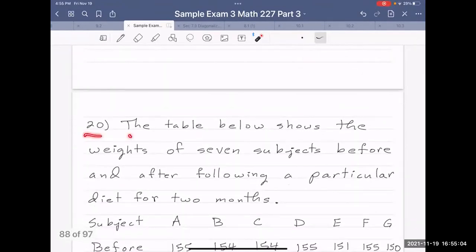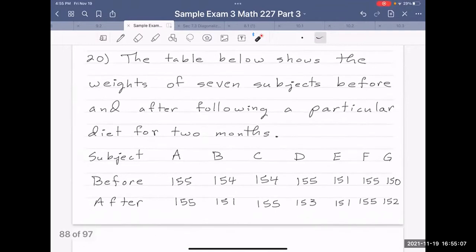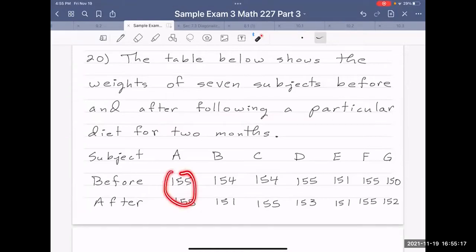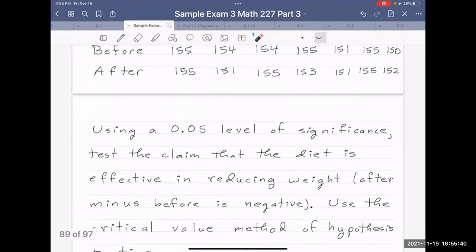20. The table below shows weights of 7 subjects before and after following a particular diet for 2 months. So before 155, after 155. Before 154, after 151; 154, then 155; 155, then 153; 151, then 151; 155 stays 155; 150 gained and went to 152.